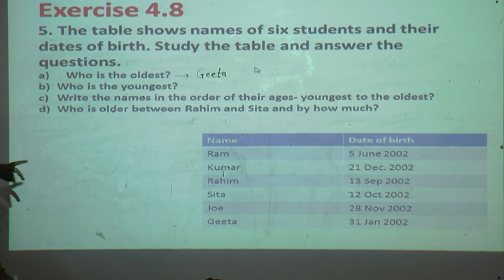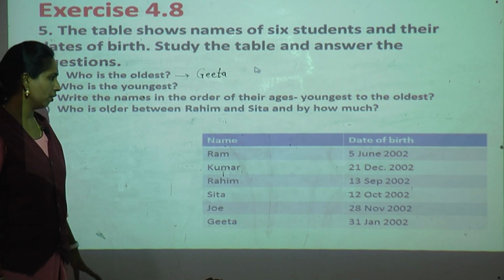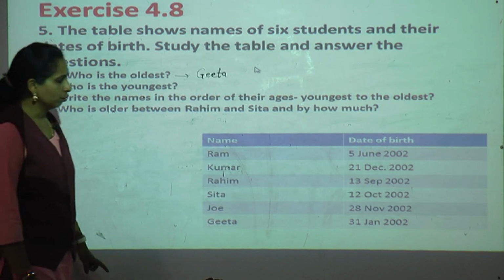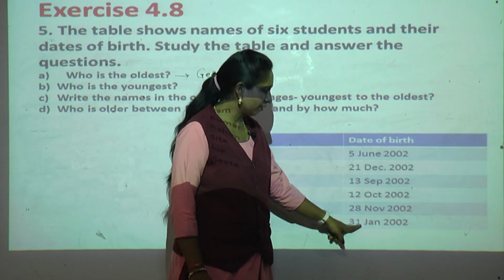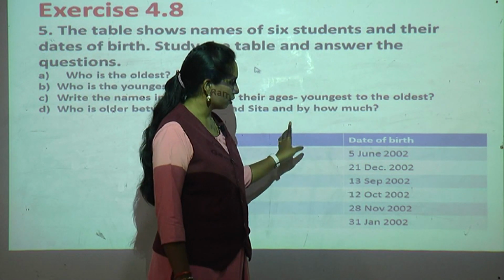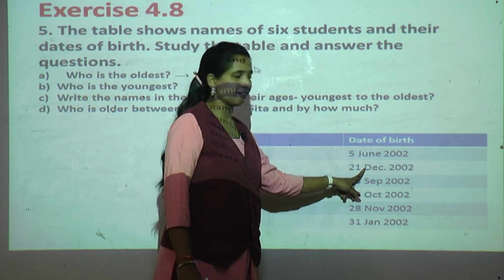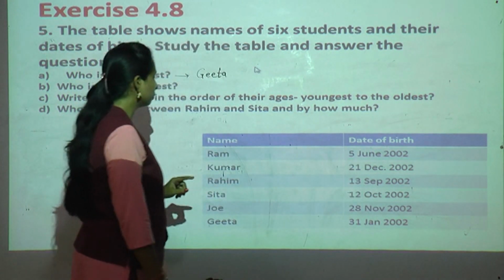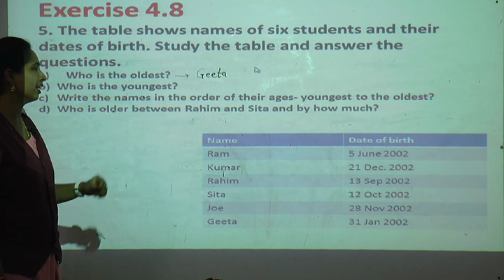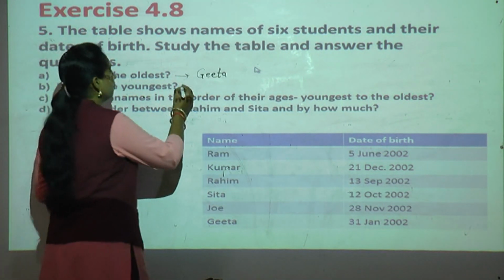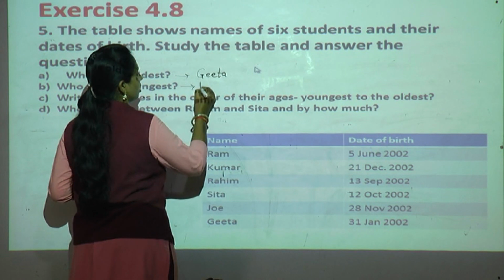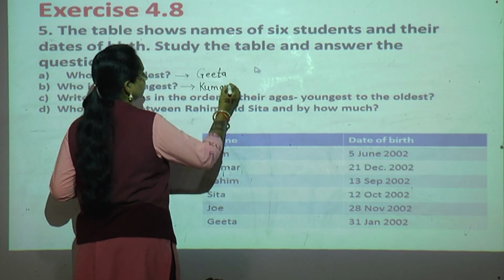Now who is the youngest? They are asking about youngest, meaning the smallest among all. See now, which month? January, then February is not there. March, June, no. October, September, November, last December. December month. Who was born in December month? Kumar. So Kumar is the youngest. Among all he is very small. So here Kumar will come.